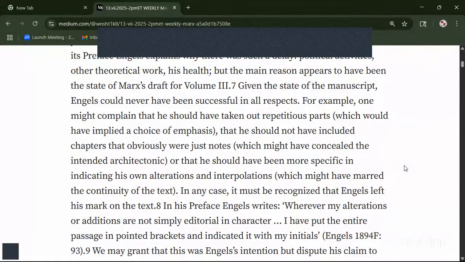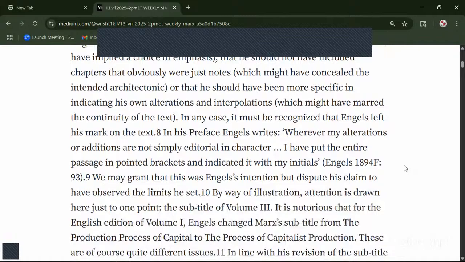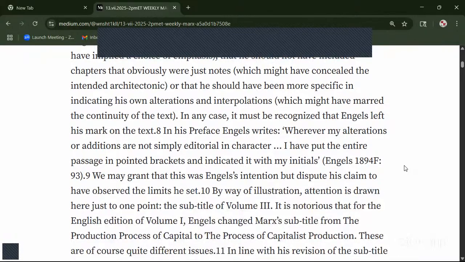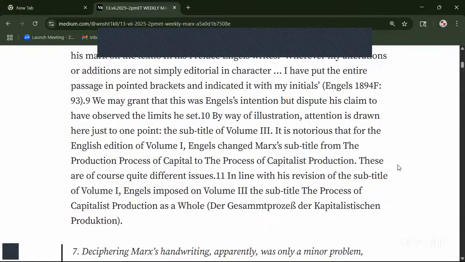In his preface, Engels writes, "Whatever my alterations or additions are not simply editorial in character. I have put the entire passage in pointed brackets and indicated it with my initials." We may grant that this was Engels' intention, but dispute his claim to have observed the limits that he set. By way of illustration, attention is drawn here to just one point, the subtitle of Volume 3. It is notorious that for the English edition of Volume 1, Engels changed Marx's subtitle from "The Production Process of Capital" to "The Process of Capitalist Production."